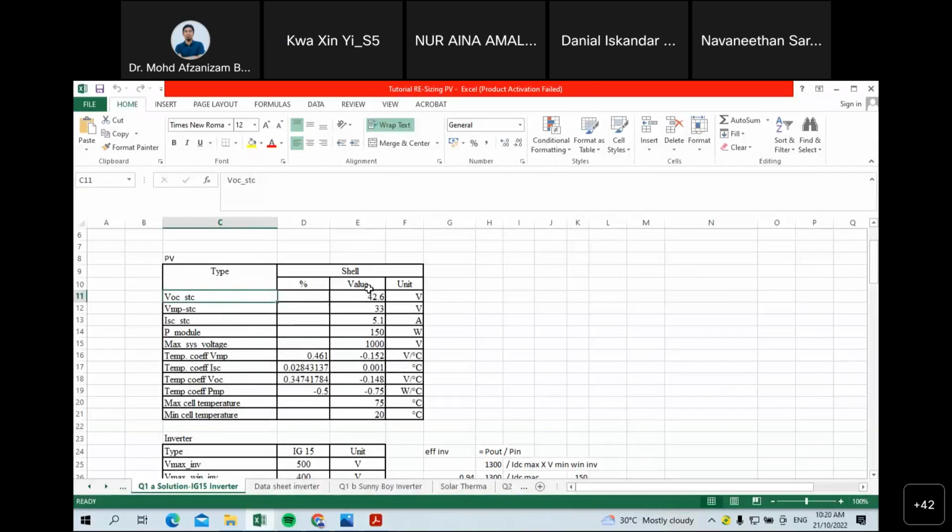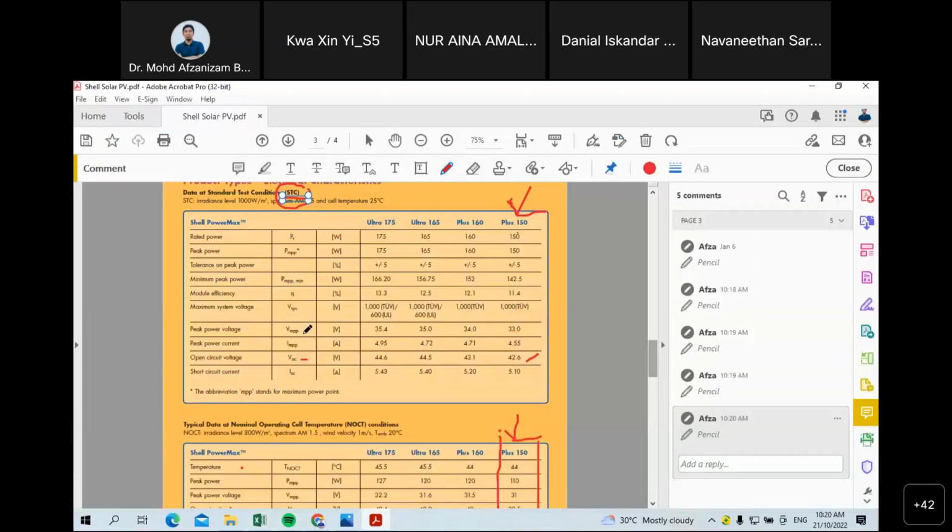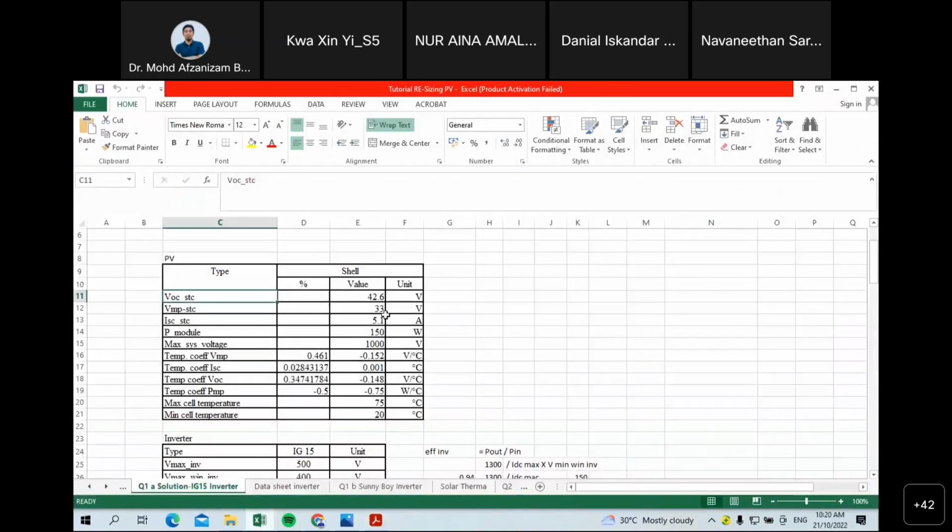And then just plug in all the things. VMP STC 33, just check VMP STC. So check VMP STC. VMP STC 33. Okay, correct. And then just put it inside here.